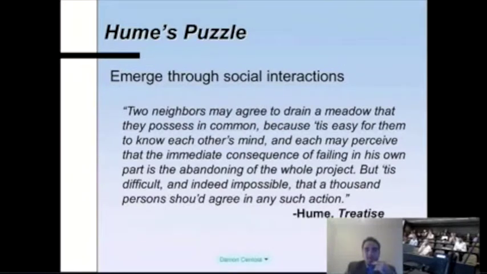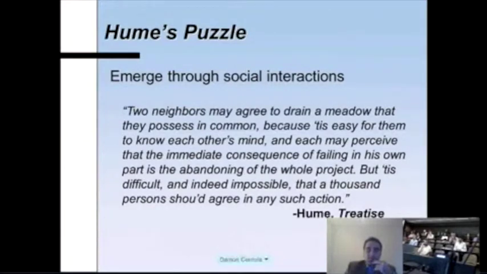Where he says, two neighbors may agree to drain a meadow that they possess in common because it's easy for them to know each other's mind, and each may perceive that the immediate consequence of failing in his or her own part is the abandoning of the whole project. But it's difficult and indeed impossible that 1,000 persons should agree to any such action. So Hume is really very clearly problematizing the micro-macro problem.